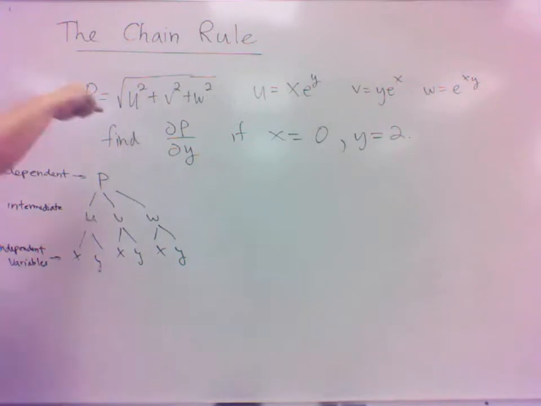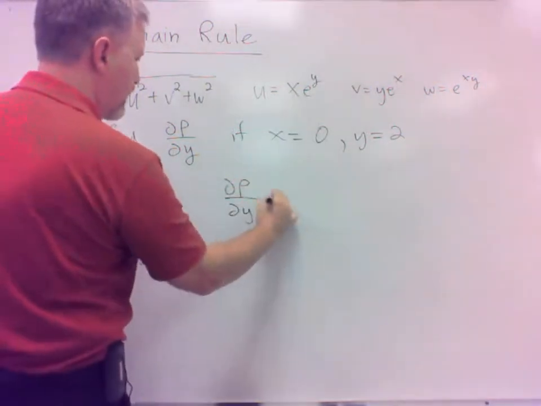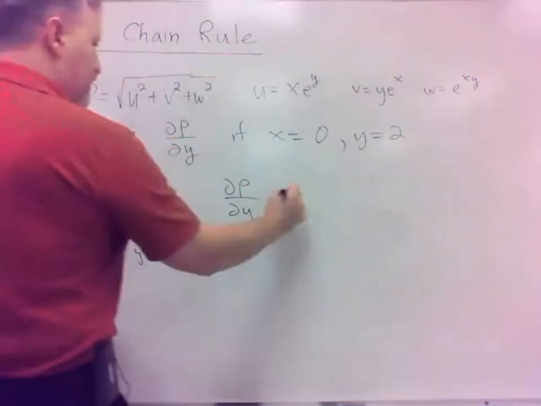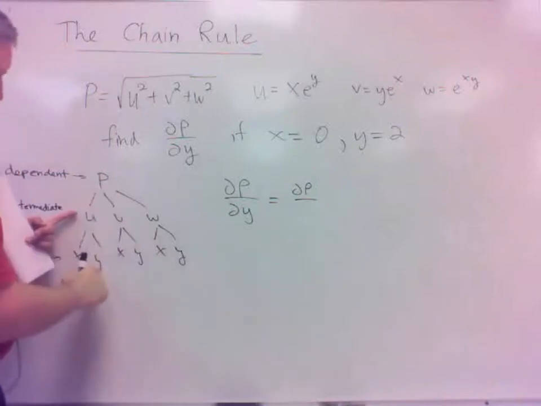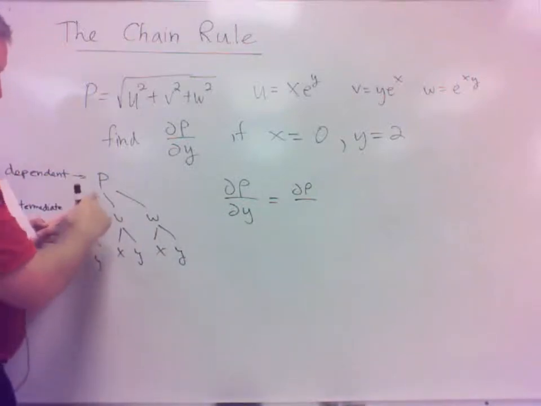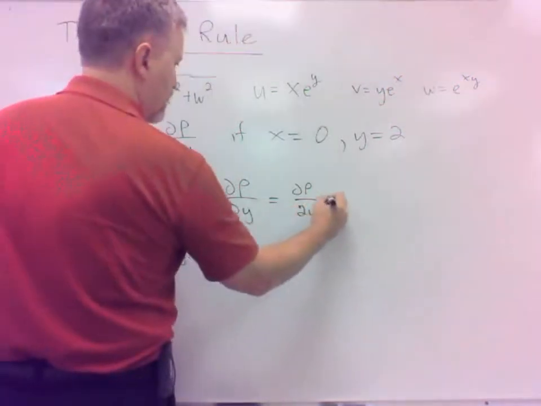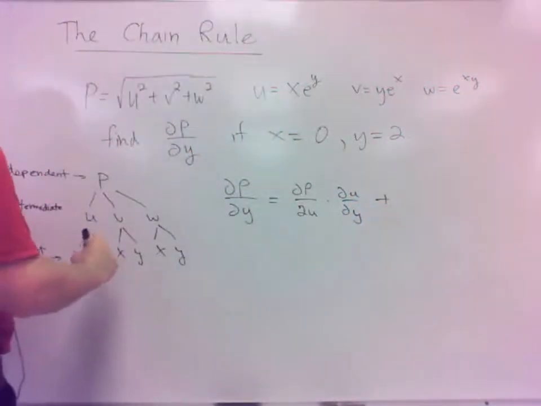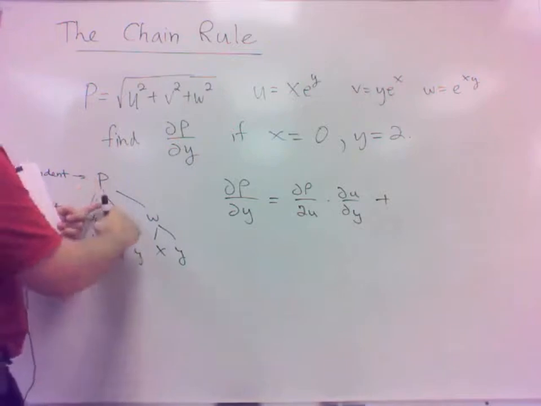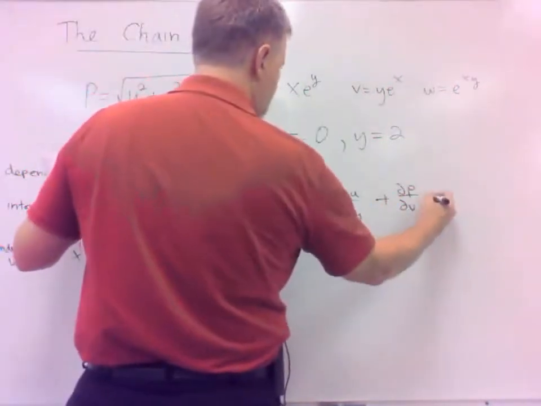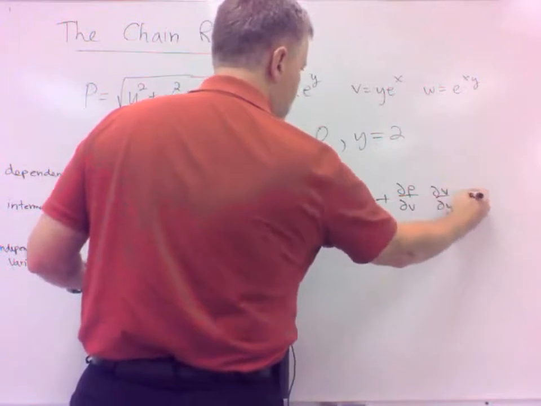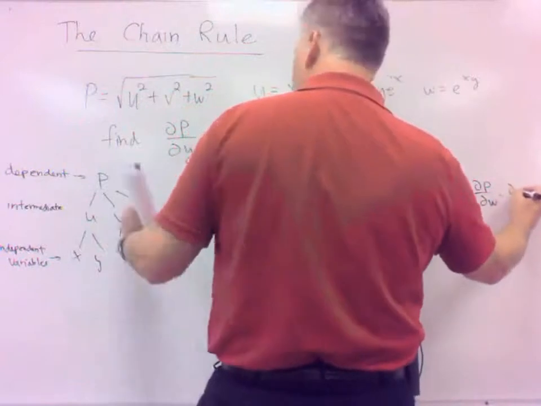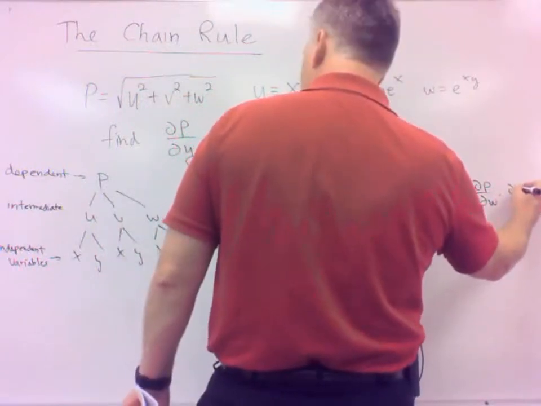So anyway, we're looking for the partial of P with respect to Y, and so we've got what, 3 paths from Y to P. So we need to do the partial of P. So we come P, U to Y, or P from U and Y. So that would be the partial of P with respect to U times the partial of U with respect to Y. Plus then, we can come to Y from P through V, so that would be the partial of P with respect to V times the partial of V with respect to Y. And then through W, we'd have the partial of P with respect to W, partial of W with respect to Y.